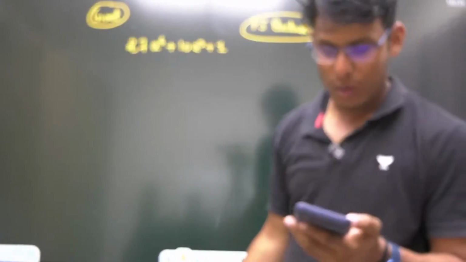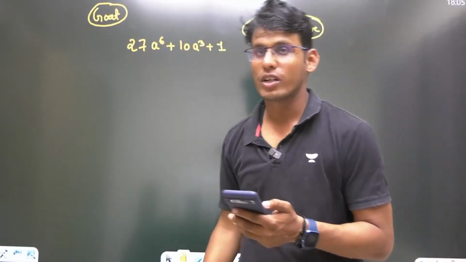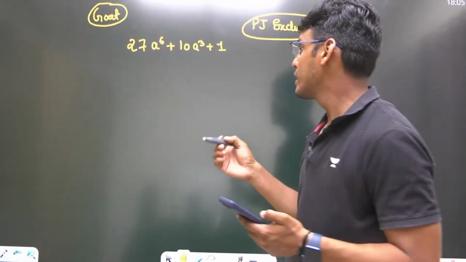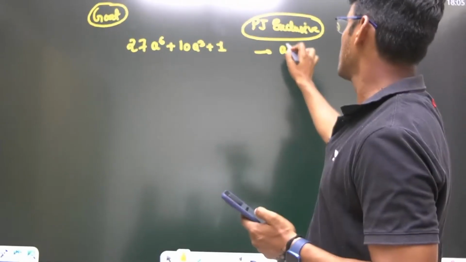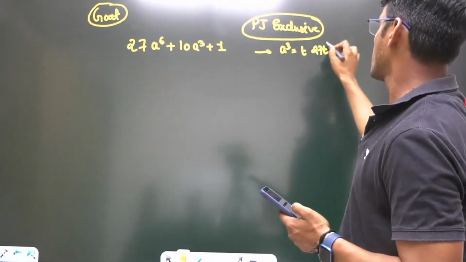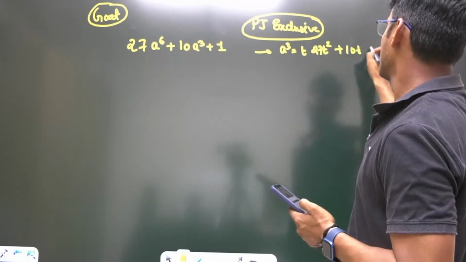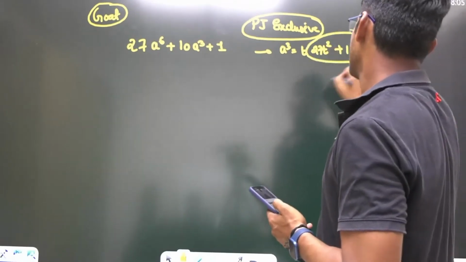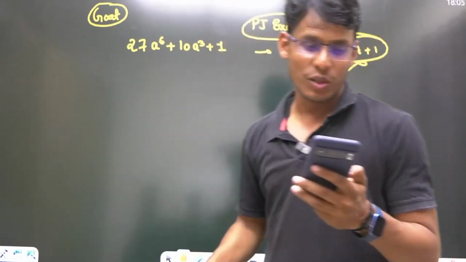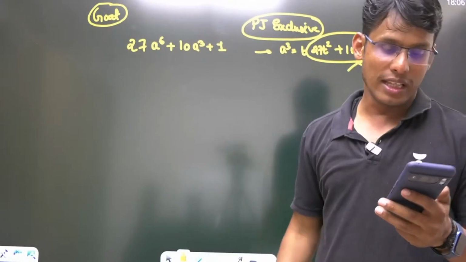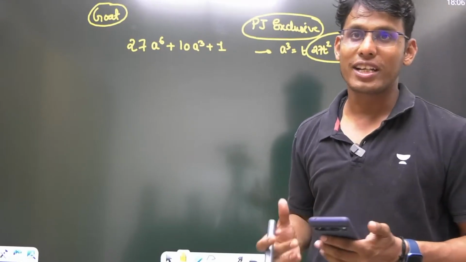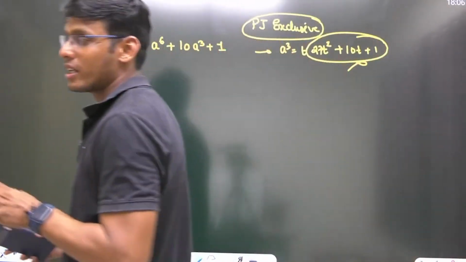A cube equal to x will not give you anything. You will try to make it into a quadratic. A cube equal to t will give you 27t square plus 10t plus 1. But it is not factorizable. You need to use cube. And that is why I call it mother of all identities.